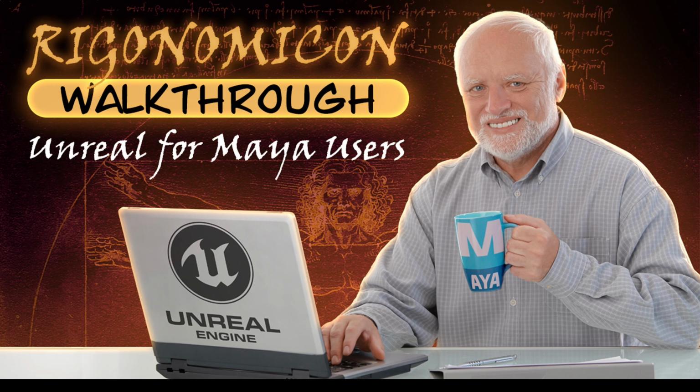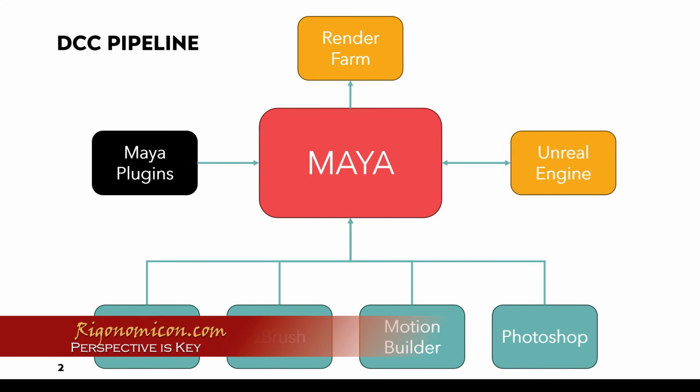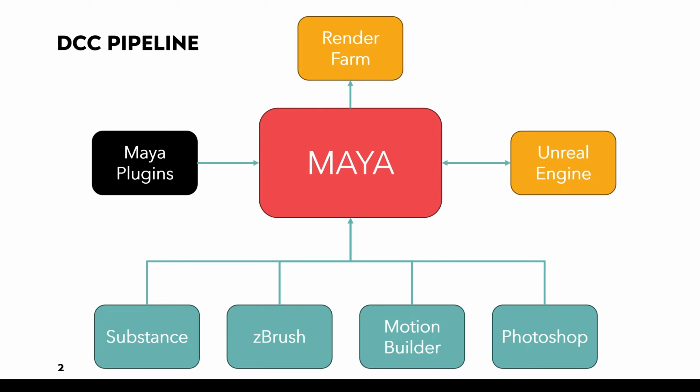Okay, so first I'm going to show what I call a DCC pipeline. If you are somebody who is having trouble with Unreal in particular as a render farm for Maya, this is probably what you're thinking in your head. This should be pretty close to what you're imagining. Correct me if I'm wrong, but this is probably it, right?